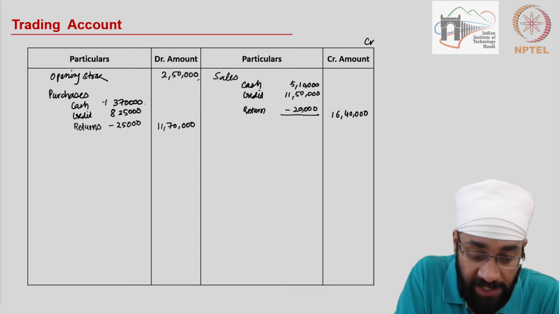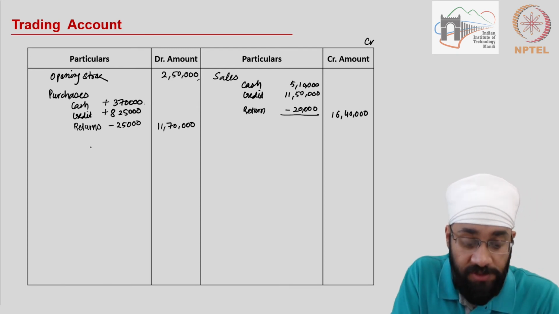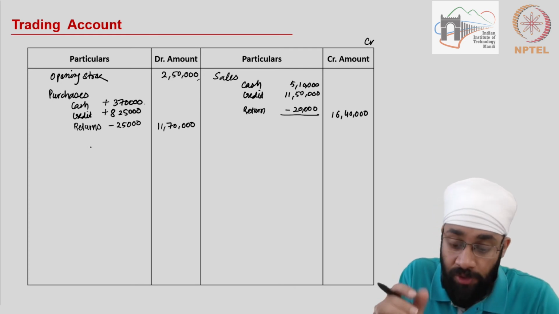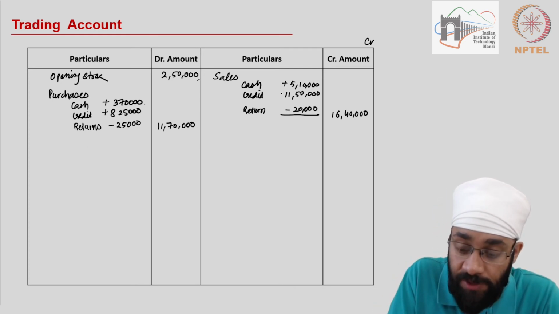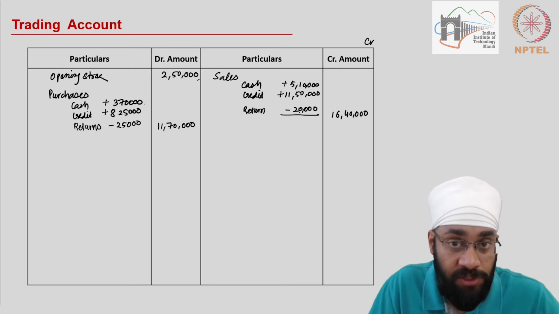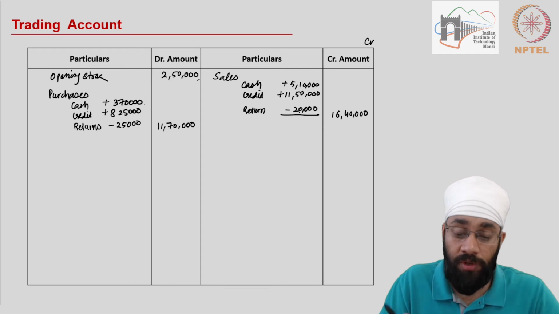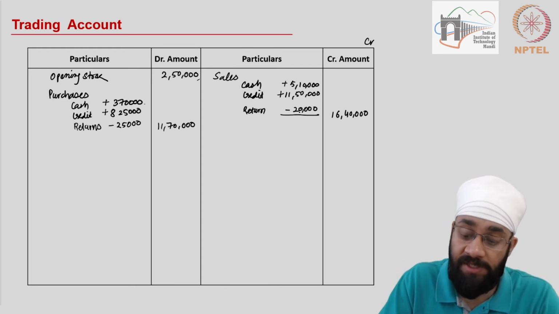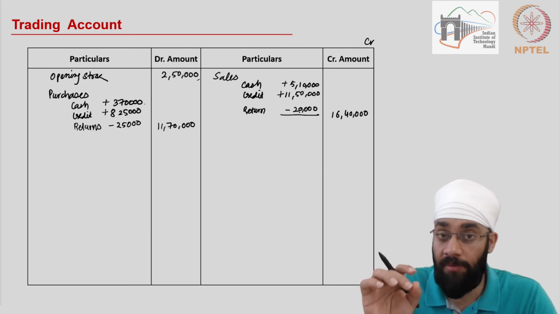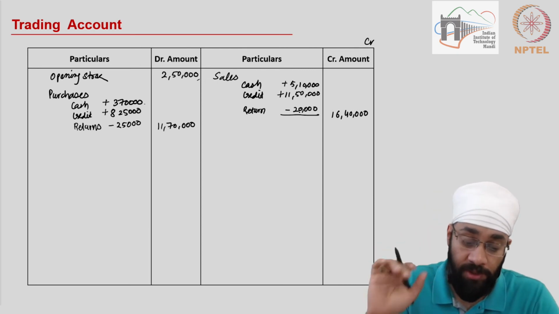So you have cash purchases plus credit purchases minus the returns, which gives you the net purchases during the year. Similarly, you have cash purchases, add to it credit purchases minus the returns that customers have done. It gives you net sales during the year. Net income is a specific word. It's a term reserved for something else. We'll discuss later.